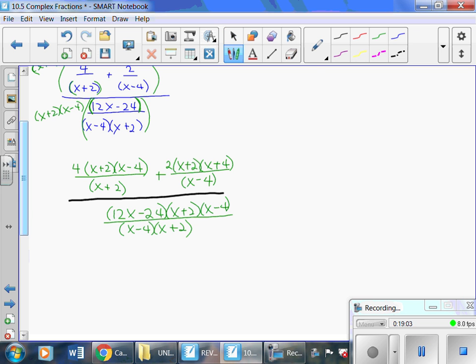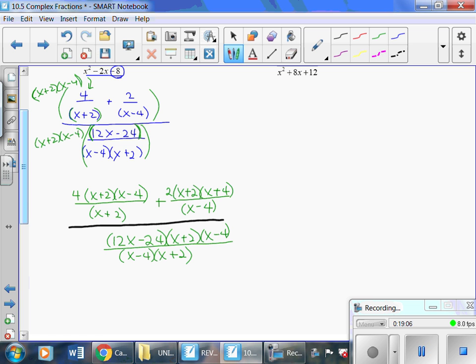So again, I'm going to remind you, let's try one more time, that this 4 right here is the same as this 4, and this 2 is the same as this 2, and here is my x plus 2, which is right here, and here is my x minus 4, which is right here. And this part right here is just my common denominator. So I'm multiplying through by that. And this 12x minus 24 is this 12x minus 24. And then nothing else changed in the denominators of the minor fractions.